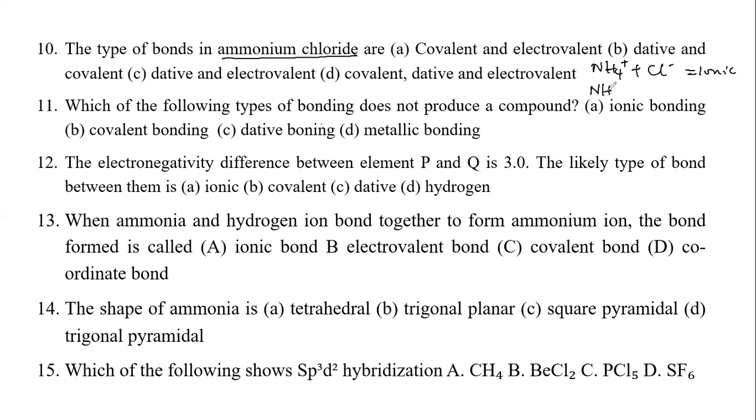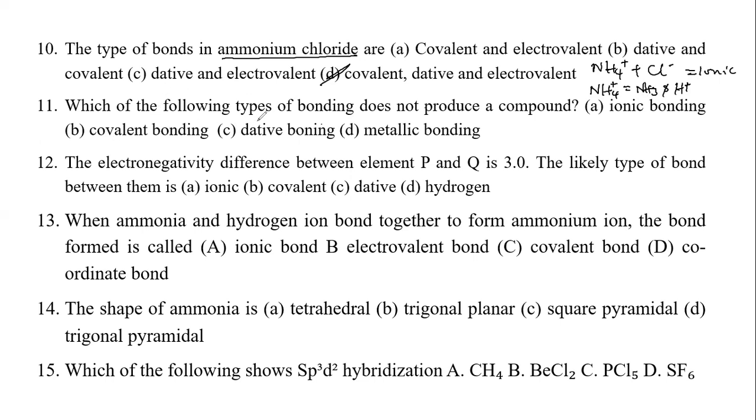Now, NH4+ is formed from NH3 and H+. So that is dative bonding. And ammonia is formed between nitrogen and hydrogen. Two of them are non-metal. That is covalent bonding. Okay. So that is why we have the three types of bonding in ammonium salts.